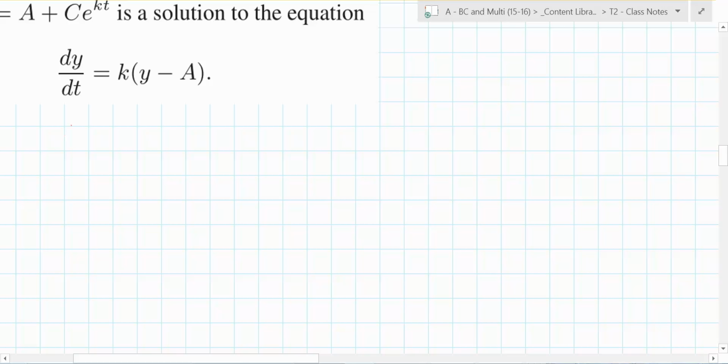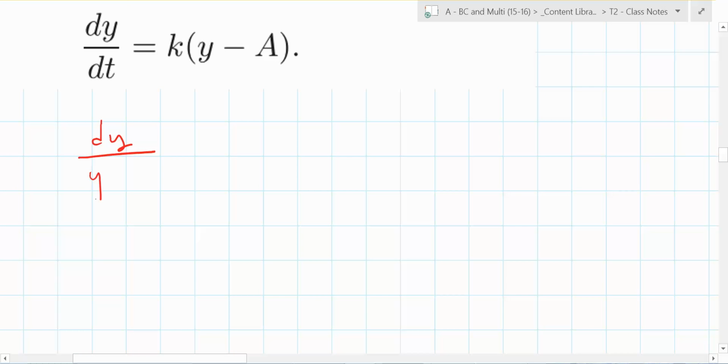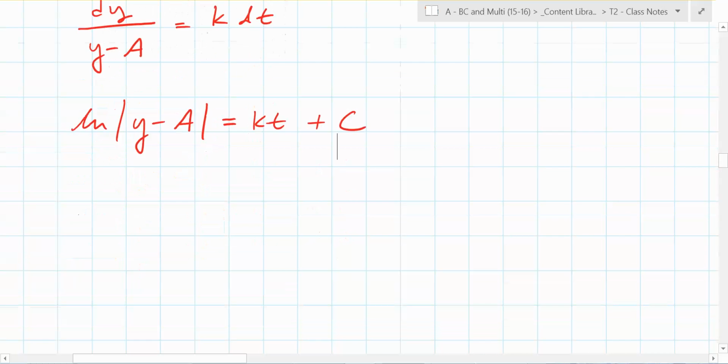We end up with dy over y minus a is equal to k dt. Nice. So what do we do now? Did we separate? Yay, we separated. Fantastic. What do we do now? We integrate now. What does the left side become if we integrate this thing? Ln of y minus a equals, yeah, I put it on the right side. It's fine. kt plus c. At this point right here, it's in log form.